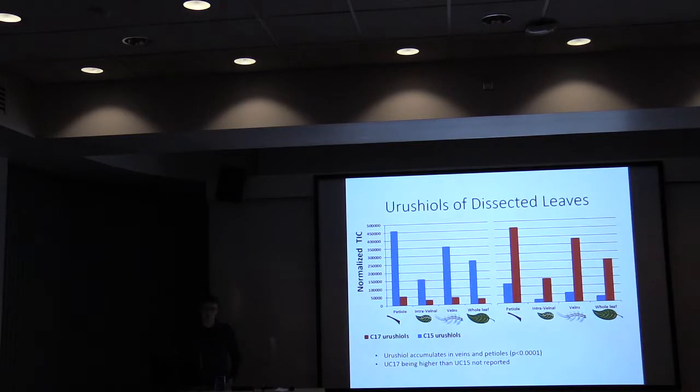All of the reports in the literature before, everything that we had done in the lab, we mostly work on seedlings, but all of those had shown that C15 urushiols were higher than C17, so this was really unexpected. And it got even a little bit crazier when you noticed that it was broken down by sex. And this was only a handful of plants, remind you. It was only five plants, but it was very clear. The male plants, there were three of those, and all three of them showed that pattern, but in the females, the C15s were higher.